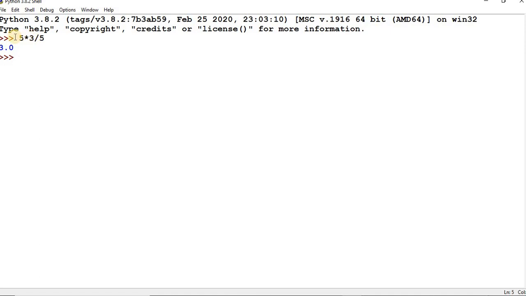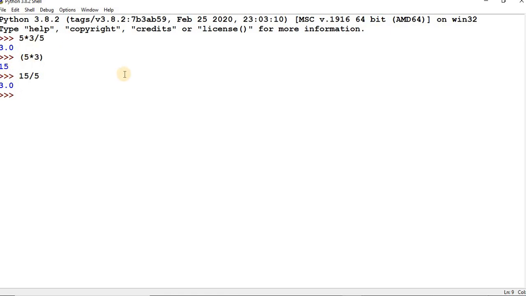Okay, so first 5 into 3 is evaluated first in this order. The expression evaluates 5 multiplied by 3 because the asterisk is placed before the division. The priority of multiplication and division is the same, so whichever appears on the left is evaluated first. Okay, when 5 is multiplied by 3, you get 15, and then 15 divided by 5, you get 3. In this order the expression is evaluated.